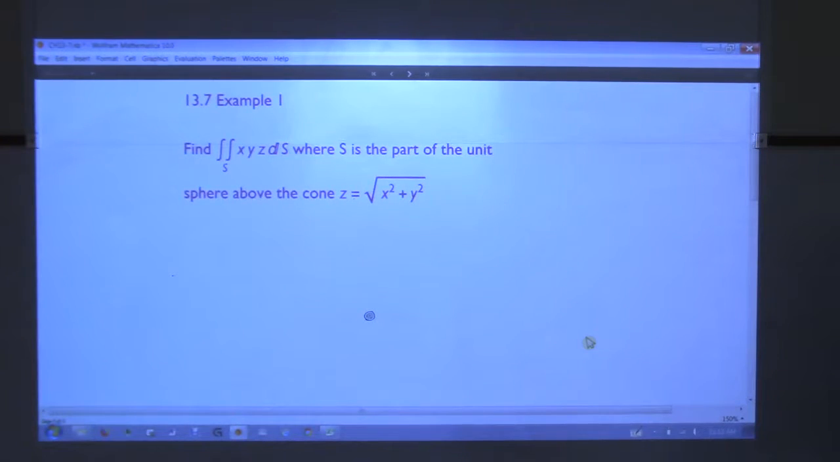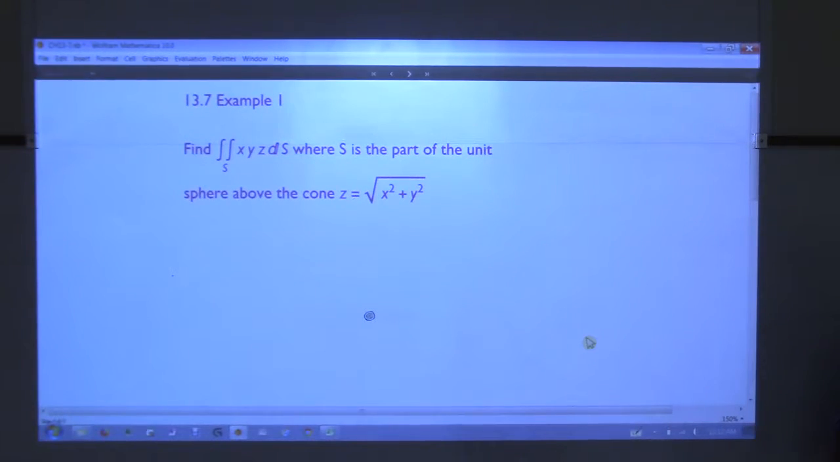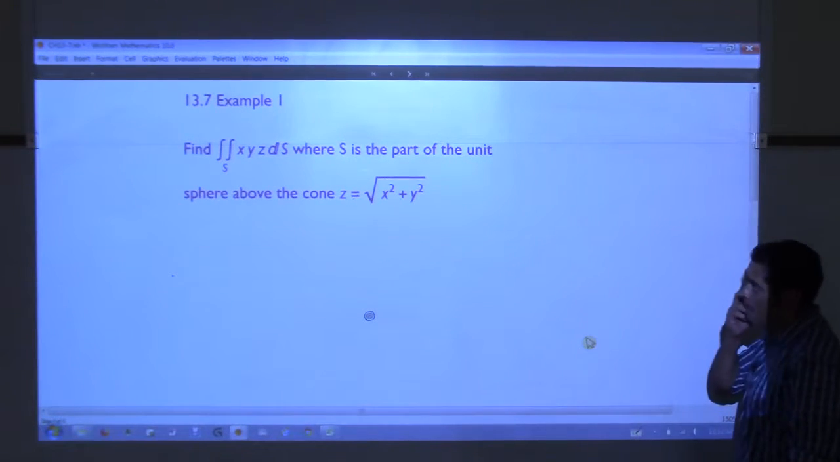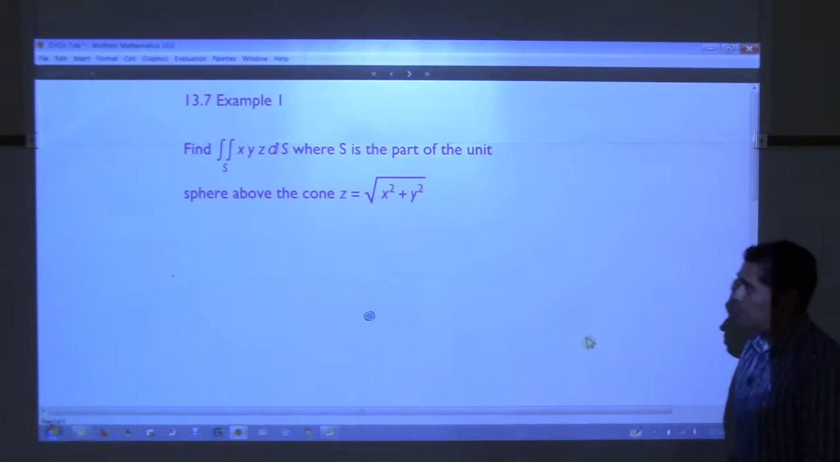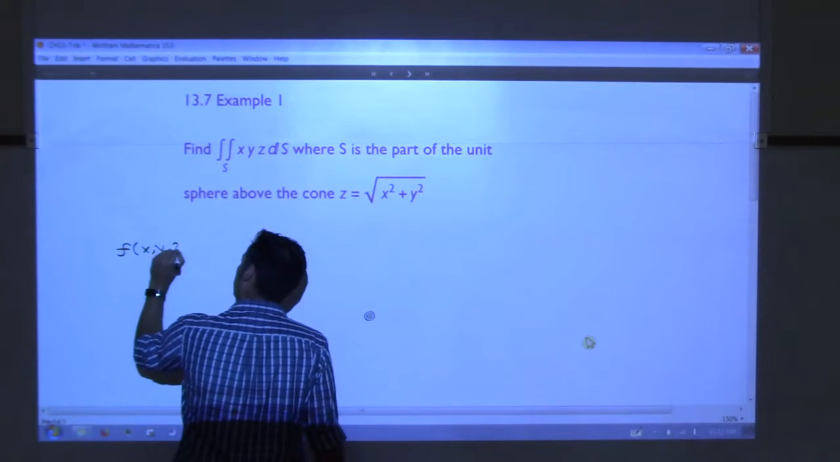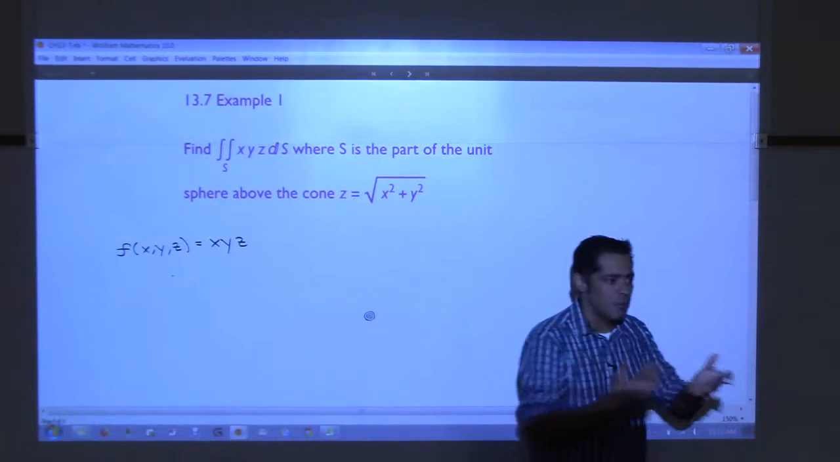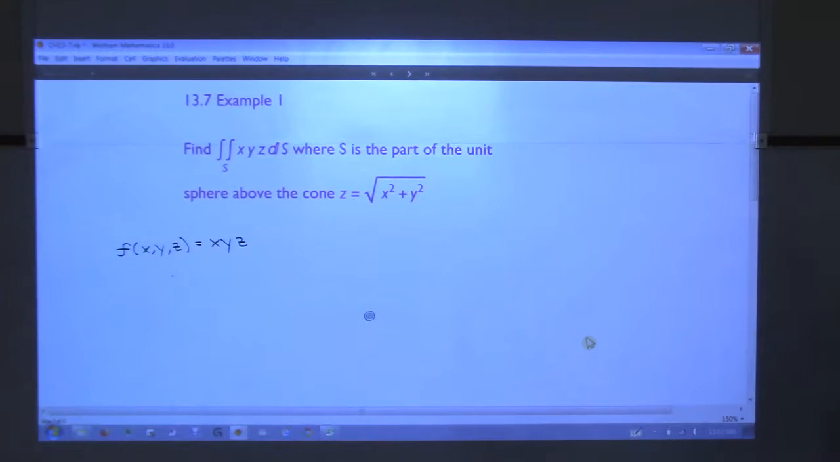All right, find the surface integral over the surface S of xyz dS, where S is the part of the unit sphere above the cone z equals the square root of x squared plus y squared. All right, so can you tell me what is the scalar function that we're going to be integrating? xyz. And that's what we were given, right? xyz. All right, let's try and draw the surface.